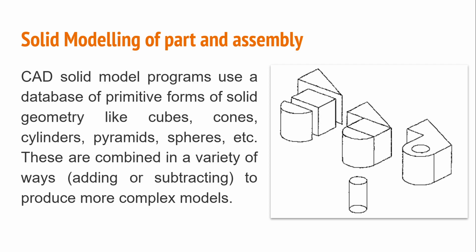Solid modeling is a 3D representation of components using CAD software like CATIA, SolidWorks or Creo. It helps visualize the conceptual shapes, volumes and mass of parts. Part modeling focuses on individual components. These are the individual components, and this is assembly. Example: design a gearbox, housing and assembly of gears, shafts and covering parts. Solid CAD model programs use a database of primitive forms of solid geometry like cubes, cones, cylinders, pyramids, spheres, etc.